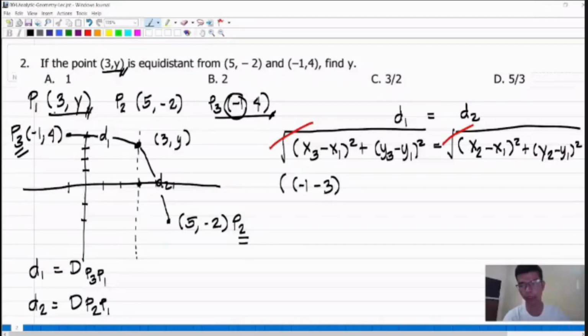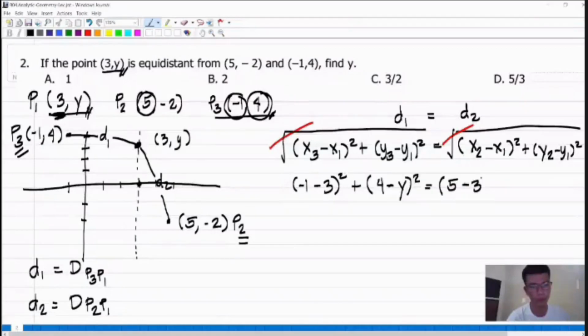So equals x sub 2. So dito naman tayo kay point number 2. Yung x niya is 5. Minus yung x sub 1 ulit. Yung x ng ating point number 1, which is 3 square. Plus y sub 2. Sa point number 2 natin, the y is negative 2. Minus yung y sub 1, which is also the unknown variable y, 3 square.